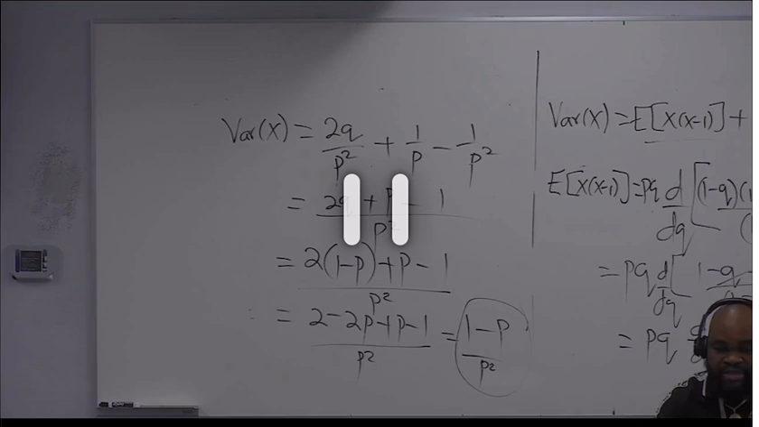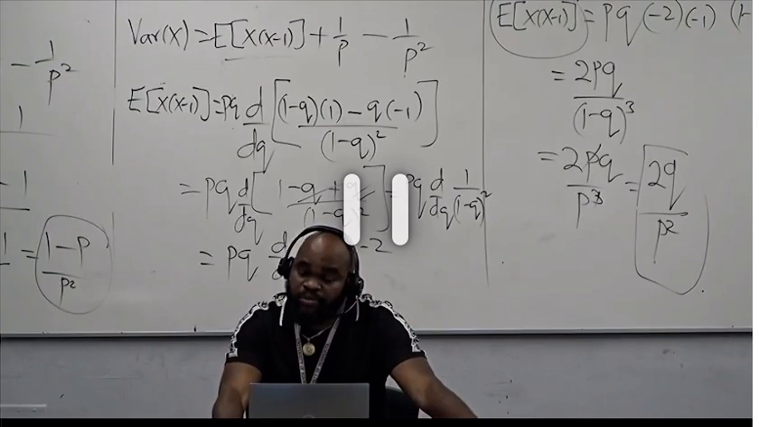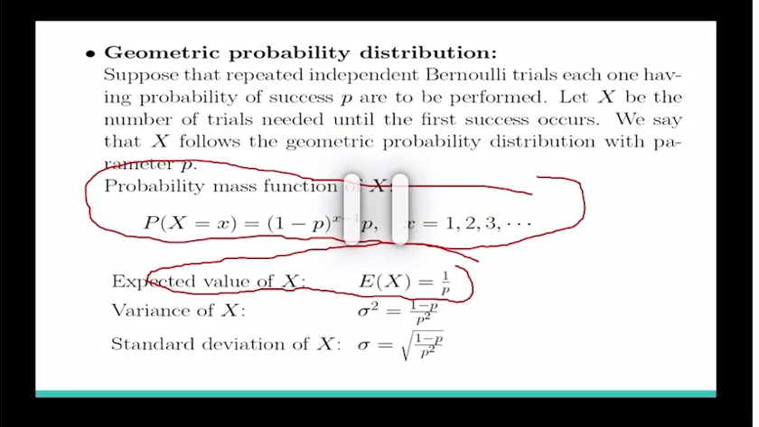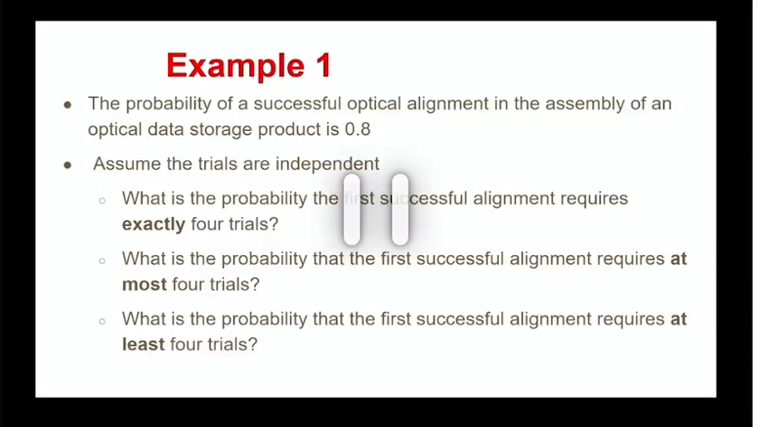Now I quickly want to move to the example. This is an example on the geometric. The probability of a successful optical alignment in the assembly of an optical data storage product is 0.8. Assuming the trials are independent, what is the probability that the first successful alignment requires exactly 4 trials? Look at that: first success. That's how you recognize geometric. When they ask a geometric question, be looking for first success.